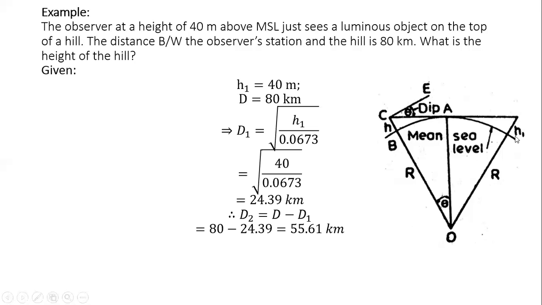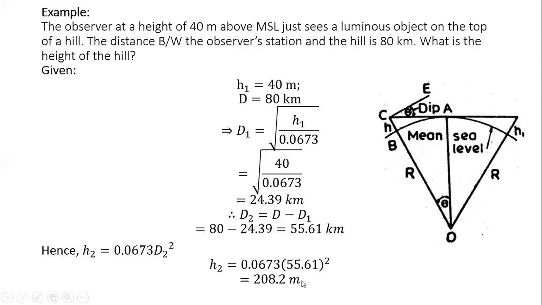Now I have to find out the height of the hill. So again, I have to apply the same formula and find the height of the hill here. So again, h2 is equal to this much. I know everything. I know d2 here, so easily we can find out the H2. So this is 0.0673, and in place of D2 squared, I write 55.61 squared. So this comes out to be 208.2. Okay. So very simple, these three problems.